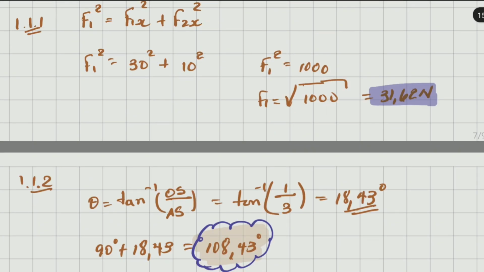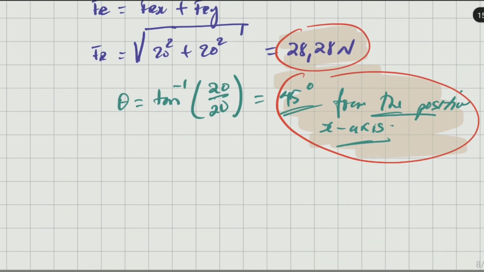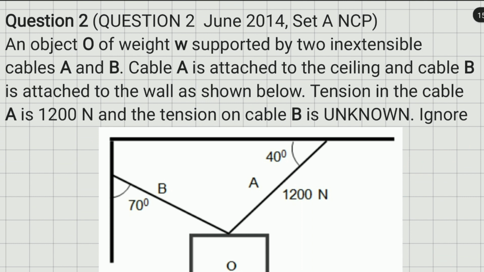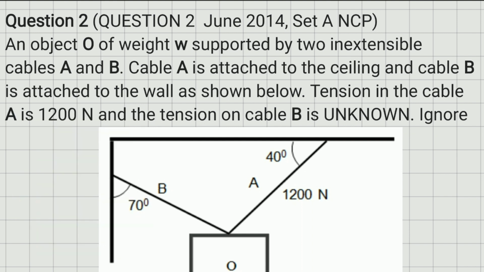Okay, so let's do another question which is going to be a little bit more challenging. And here is the question. This question says: an object O of weight W is supported by two inextensible cables A and B. Cable A is attached to the ceiling and cable B is attached to the wall as shown below. Tension in cable A is 1200 Newton and the tension in cable B is unknown.